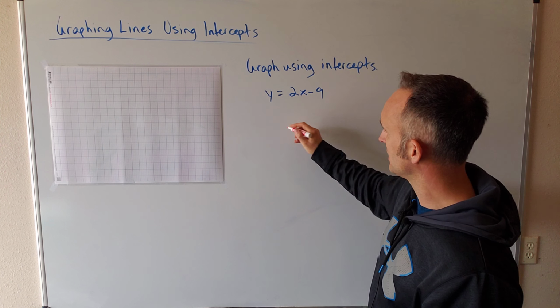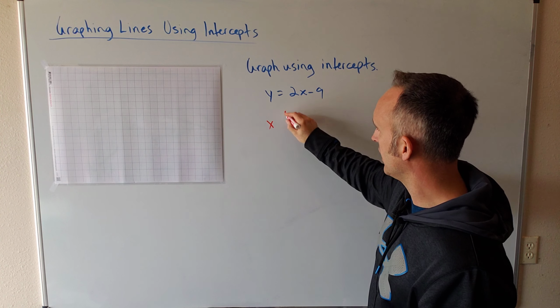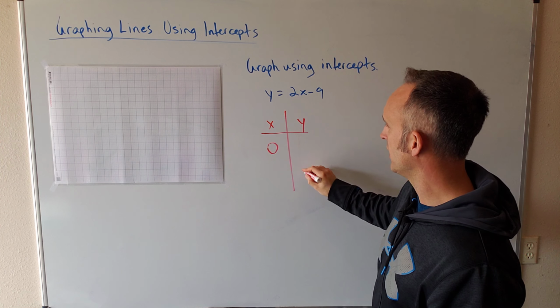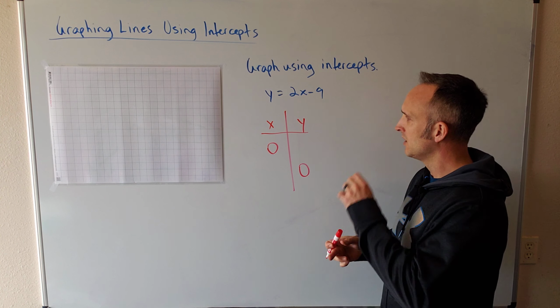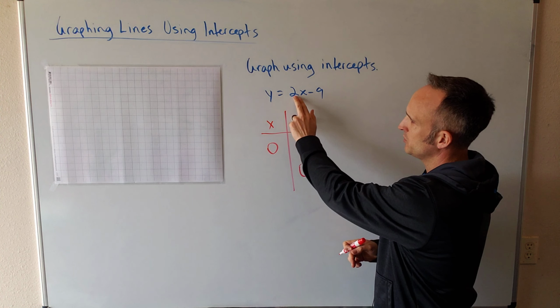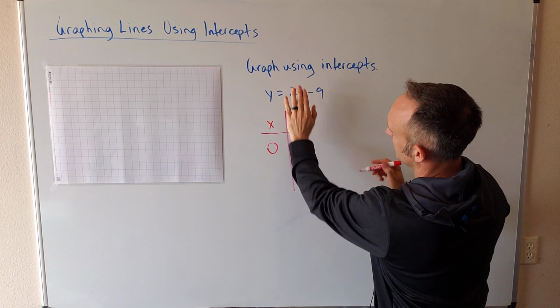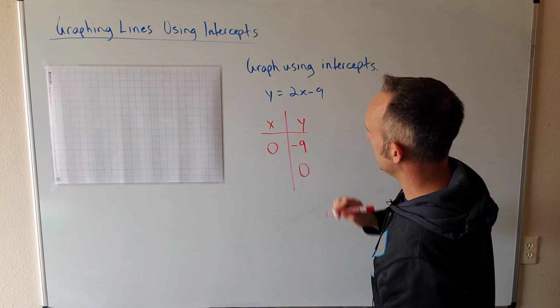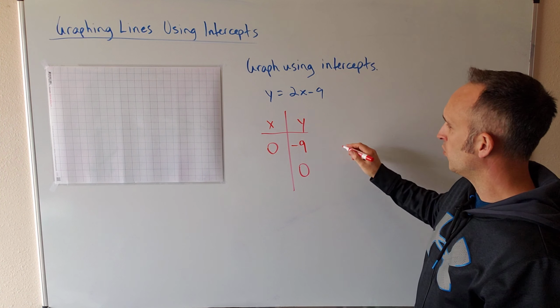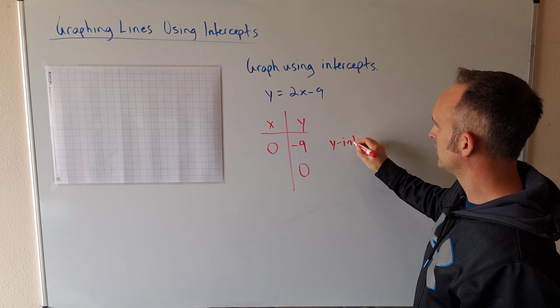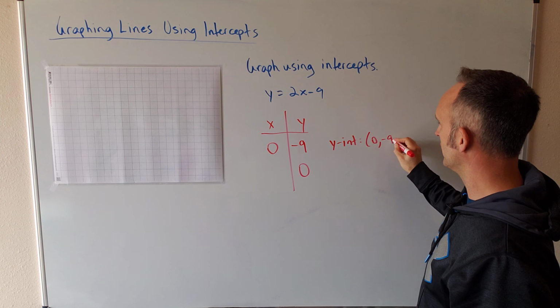So now let's take the same approach. x, y, 0 for x, 0 for y. Now if x is 0, 2 times 0 is 0, and we just get y equals -9. So the y-intercept was simple here. It's the ordered pair 0, -9.